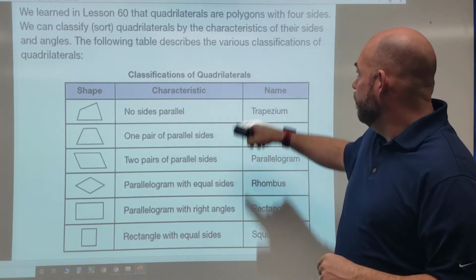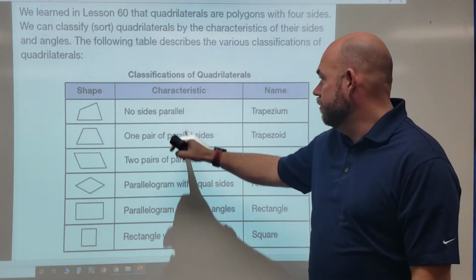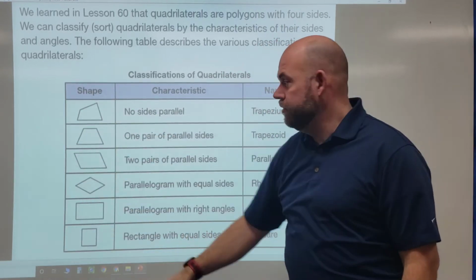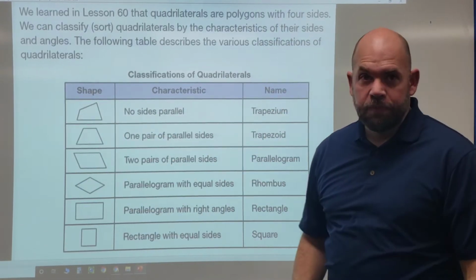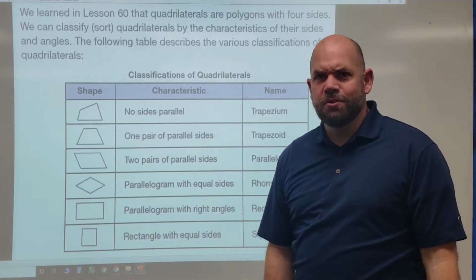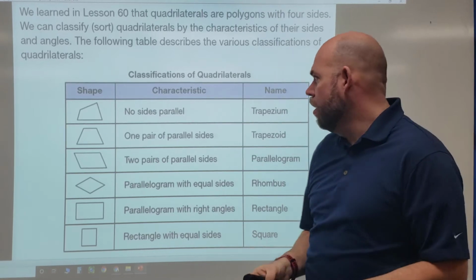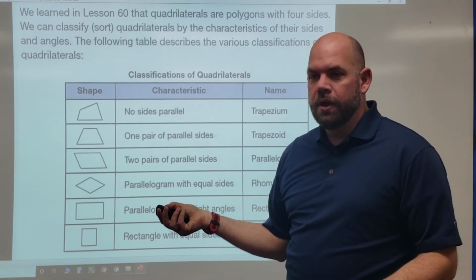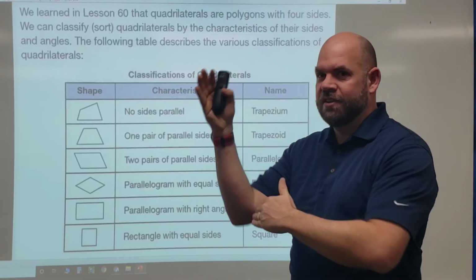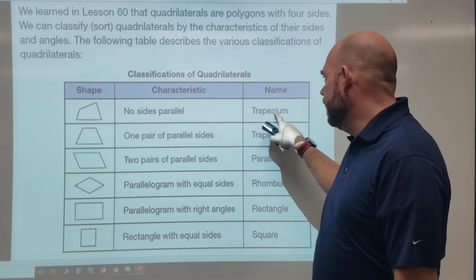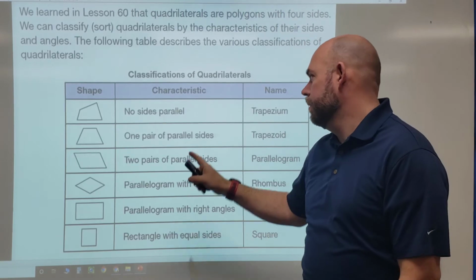All right, this table shows us the different classifications. So if there's no parallel sides, see they're all going different directions, then that's going to be a trapezium. We actually don't use trapeziums a lot when we do math homework assignments, and I don't know why that is, because most quadrilaterals in the world, if things just have 4 sides, it doesn't mean they're going to be parallel necessarily. So there's a lot of trapeziums in the world, we just don't talk about them a lot.